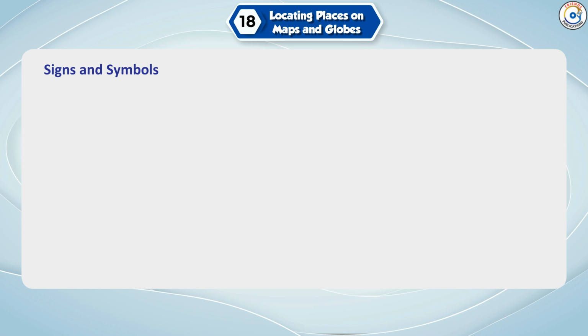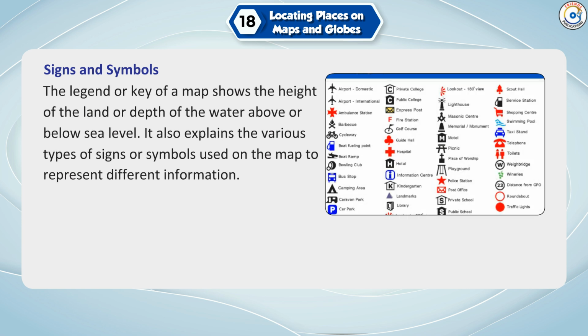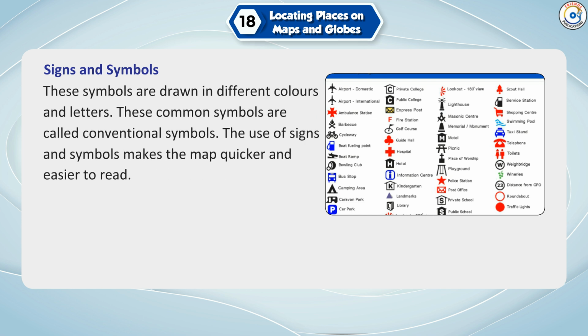Signs and symbols. The legend or key of a map shows the height of the land or depth of the water above or below sea level. It also explains the various types of signs or symbols used on the map to represent different information. These symbols are drawn in different colors and letters. These common symbols are called conventional symbols. The use of signs and symbols makes the map quicker and easier to read.